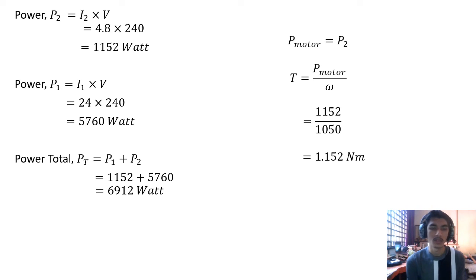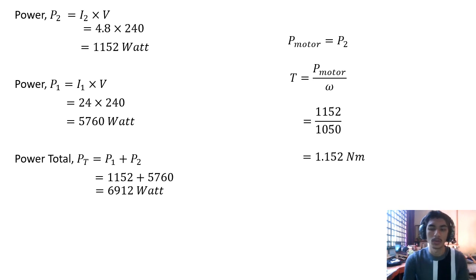And then the next one is the power that goes to the resistor of the circuit, where we will be using I1 in the calculation. We'll get 5760 watts, and we total the power, which is 6912 watts.